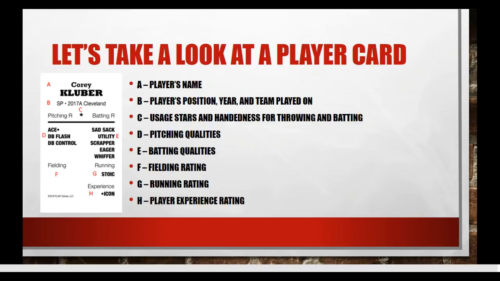So, the one thing that makes this game really unique is the player card. We're going to take a look at an example player card. This is a card for Corey Kluber from the 2017 Cleveland Indians. You're going to see that it has several components. First of all, we have the player name, and then the position and the team that they played on. So this is a starting pitcher for Cleveland. Then we also have what their handedness was. So right-handed pitcher, right-handed batter, and then there's a usage star here. A full usage star means that they played pretty much every opportunity that they had. They may have missed a couple games throughout the year, but that's about it.